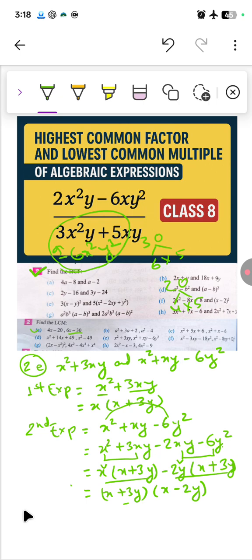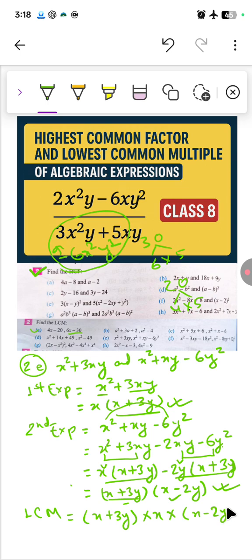Now moving ahead to find the LCM as per the question. For the LCM, our first task is to find what is common between them: the first expression's product form and the second expression's product form. So x plus 3y is common between them. Now the remaining factors should also be written. That is x, and another, that is x minus 2y. So this is going to be the LCM for the given expression, question number 2.